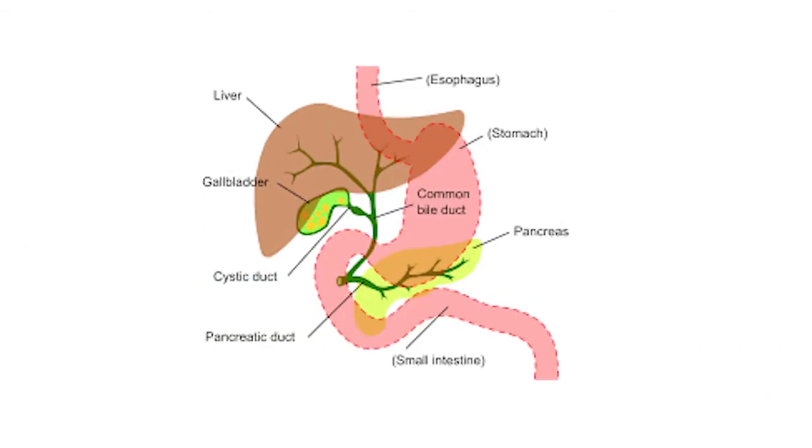Here in this diagram you can see the anatomy of the biliary system. There is a right hepatic and left hepatic, common hepatic, then cystic duct, common bile duct, duct of Wirsung, duodenal papilla, sphincter of Oddi. All these are seen on your screen. This is the anatomy of the biliary system.